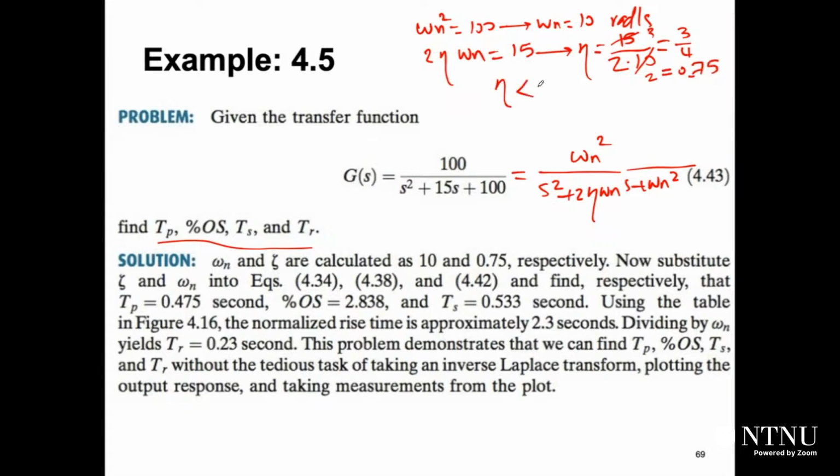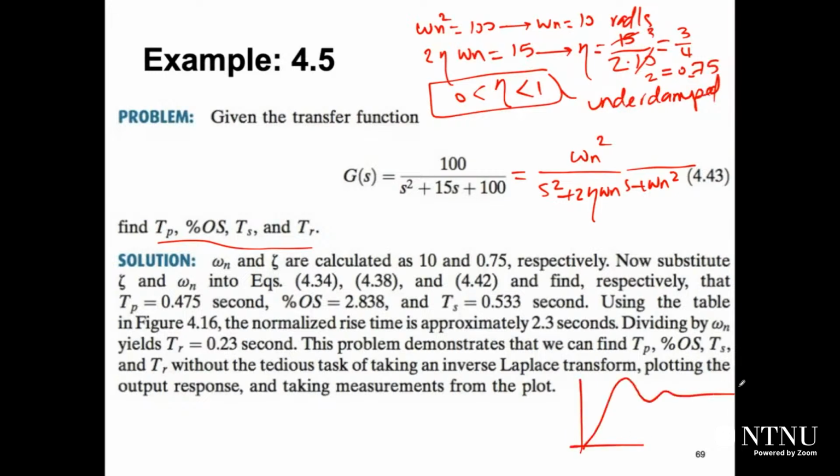Zeta is less than 1, greater than 0, which means my system is under-damped. Your system here is an under-damped system, correct? So the response of the system should be like this one. Now we need to get the peak time. This is my peak time. So what is the peak time? We will go to the formula.